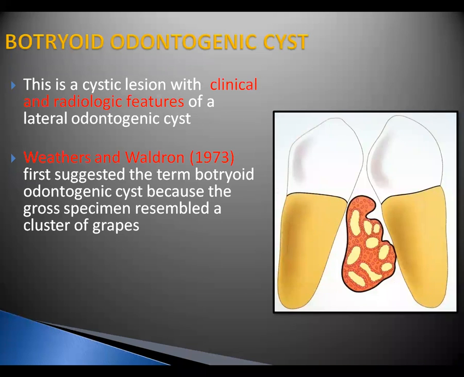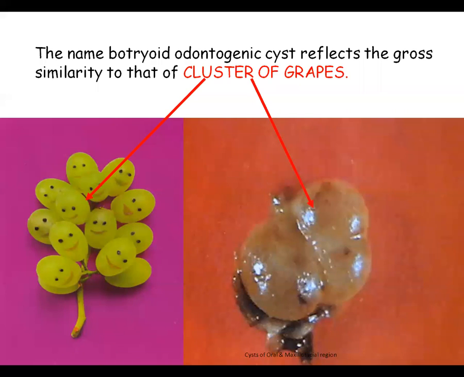Next is the botryoid odontogenic cyst. This is a cystic lesion with clinical and radiological features of a lateral periodontal cyst. Gardner first suggested the term botryoid odontogenic cyst because the gross specimen resembles a cluster of grapes. In lateral periodontal cyst, you can see a single lumen, but in botryoid odontogenic cyst, there are many lumens present in a single cyst. That's the main difference between these two. So the name botryoid odontogenic cyst reflects the gross similarity to a cluster of grapes.